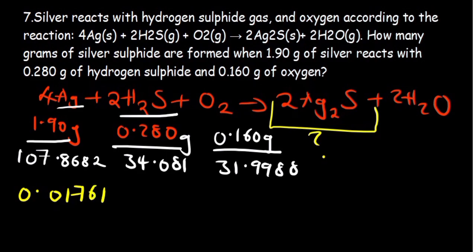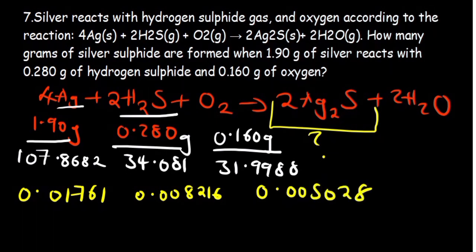For the middle part, the hydrogen sulfide, 0.280 divided by 34.081. I'm getting 0.008216. For the oxygen, 0.1609 divided by 31.9986. I'm getting 0.005028.